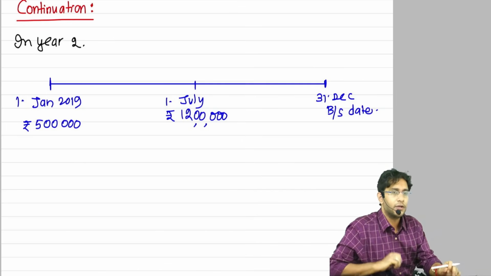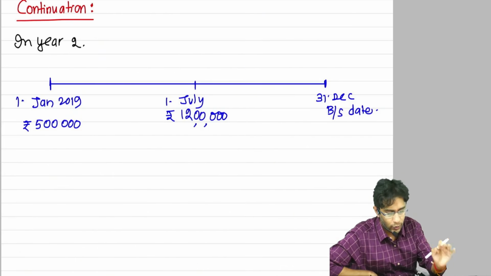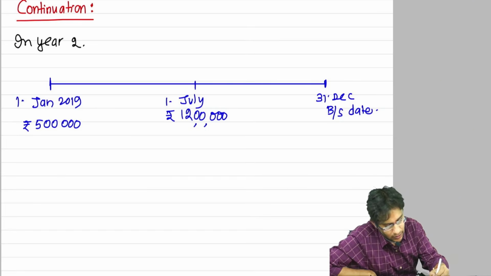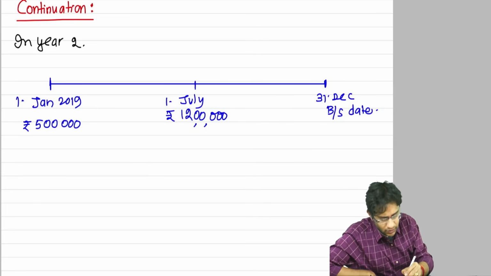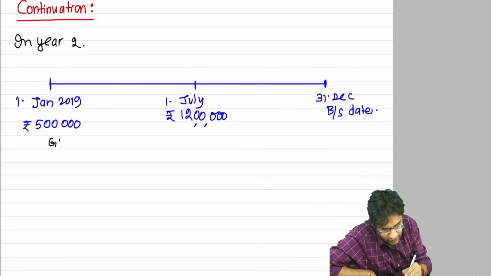Now the question is, how much will you capitalize? How much borrowing cost will you capitalize for year 2? Listen, there is no specific borrowing. Whatever is there, you already spent. So this is general borrowing. This is also general borrowing. Okay?